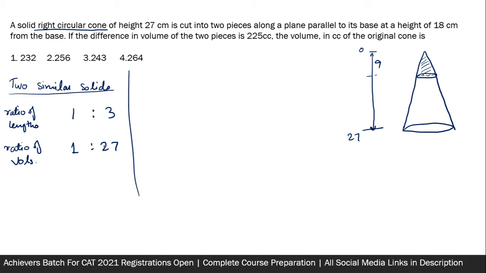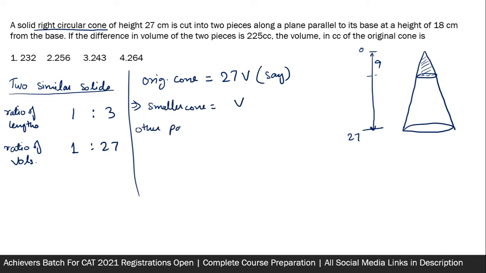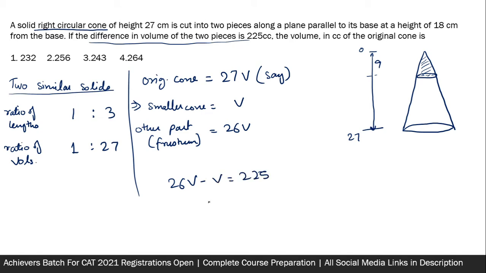So from here I get that the original cone has the volume of 27V. This implies the smaller cone has a volume of V. The other part, which is the frustum of the cone, has a volume of 26V. Now we get to the question. It says the difference in the volumes of the two pieces, which is 26V minus V, is given to be 225 cubic centimeter. From here we get V as 9, and we need to find the original cone. Original cone is 27V. Answer is 27 into 9 cubic centimeter.